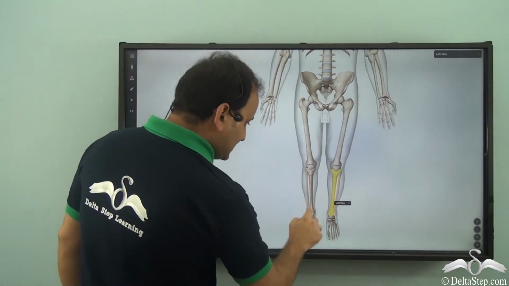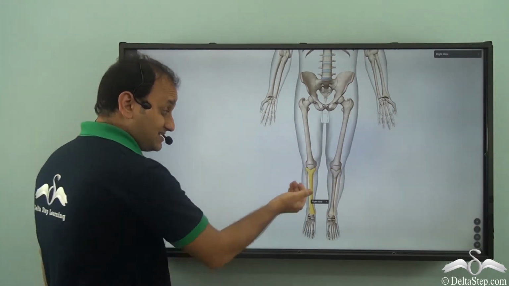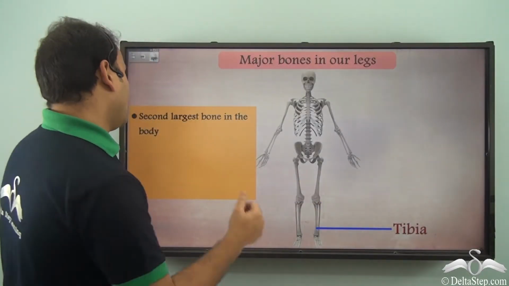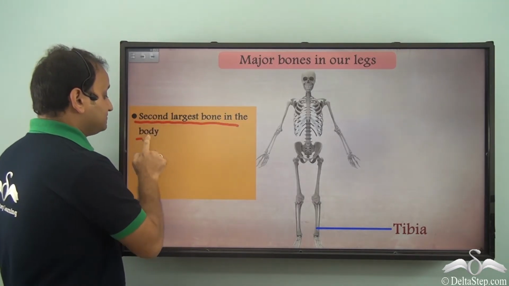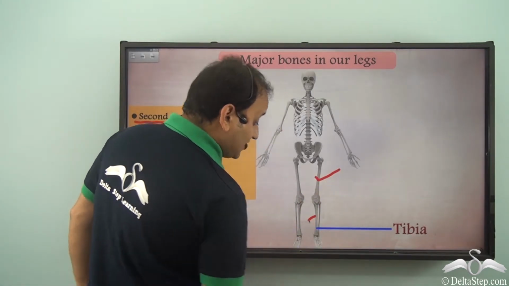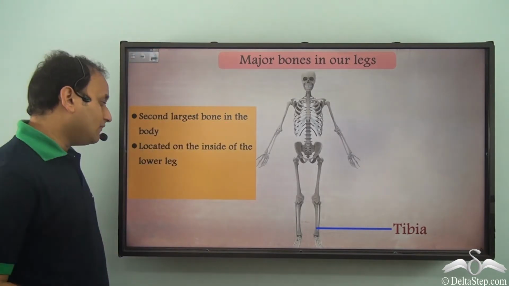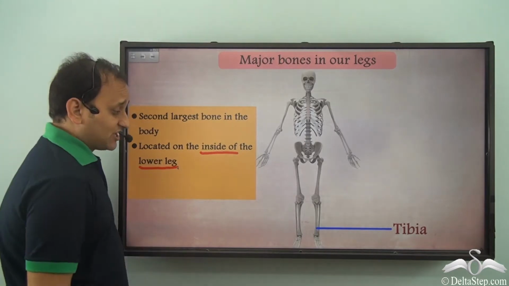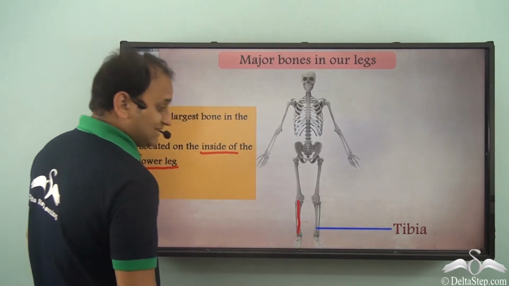So tibia is another bone which is very large. In fact, it is the second largest bone in the body. So you see, after femur, tibia is the second largest bone in the body. And it is located on the inside of the lower leg. So as you can see, in the lower leg, the inside bone here, this is tibia.